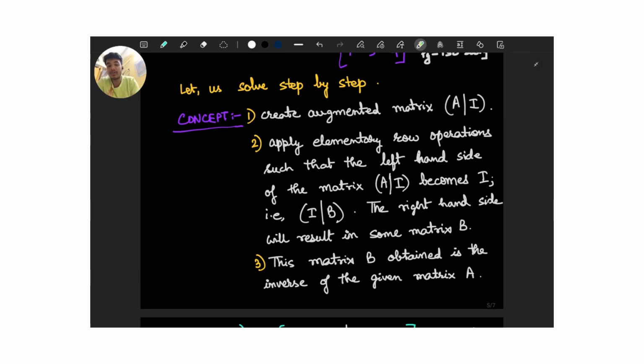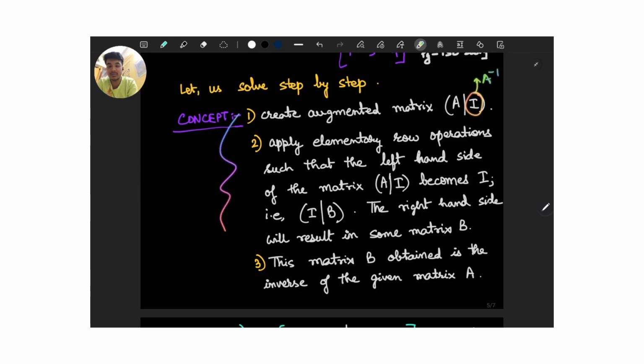After that we perform elementary row operations on this augmented matrix AI such that the left hand side of the matrix AI becomes I. So this side where it was A, it will become I. The left hand side would now become I, and due to this elementary row operation, the right hand side which was I would now get transformed into some other matrix, let's say B. So whatever results out of this elementary row operation will be the inverse of A. This matrix created on the right hand side as a result of the elementary row operations would be the inverse of our matrix A.